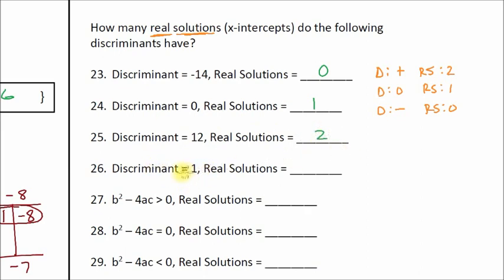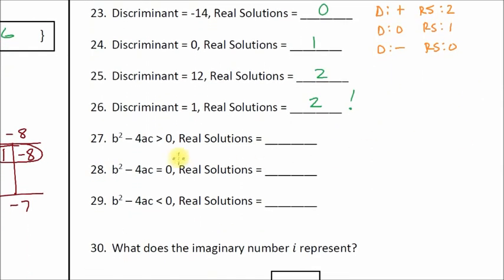Now careful on this one. Discriminant of 1. A lot of students will make a mistake and write real solutions 1. This is a positive discriminant. It's still 2. So be careful about this one. Put an exclamation point there to watch out for that one. Oh, now they're not giving us the discriminant. They're just telling us what if the discriminant is greater than 0. Greater than 0 means positive, so that's going to be 2. Discriminant equal to 0, it's going to be 1. Discriminant less than 0, it's going to be 0 real solutions. So that was pretty easy.